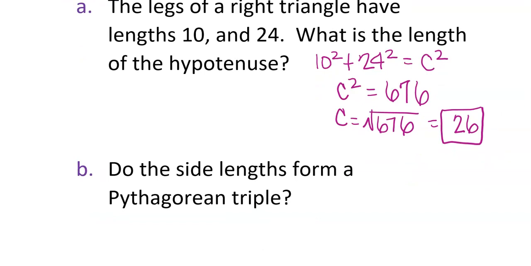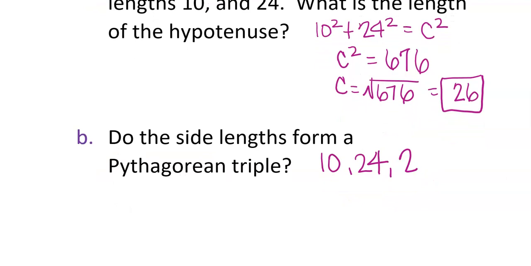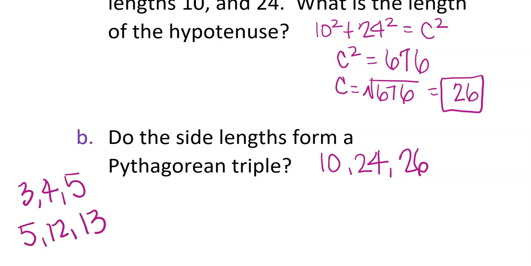They do. So I'm going to show you one more thing that will help you decide if it's a Pythagorean triple. This one was 10, 24, 26. If you actually look at this, these are multiples of 5, 12, 13. Remember how we did 3, 4, 5? And then the next one was 5, 12, 13. If you divide all of these numbers by 2, you get 5, 12, 13.